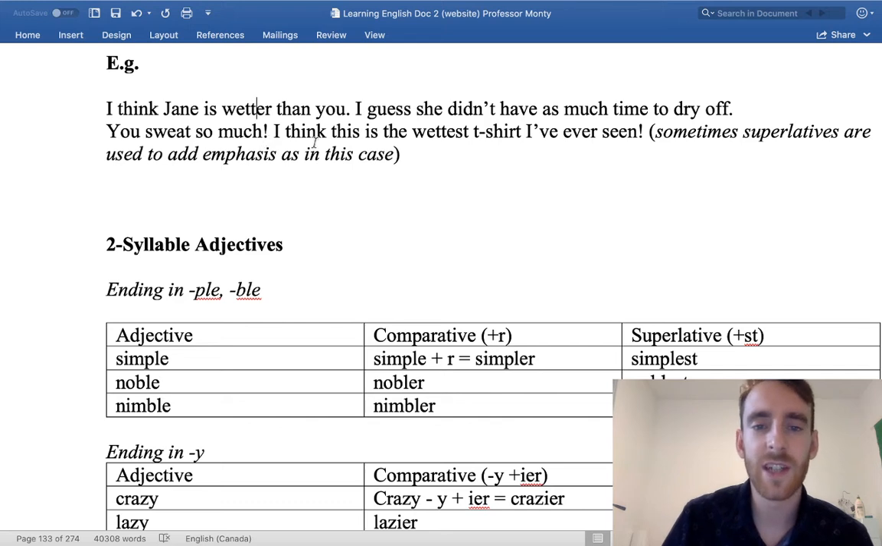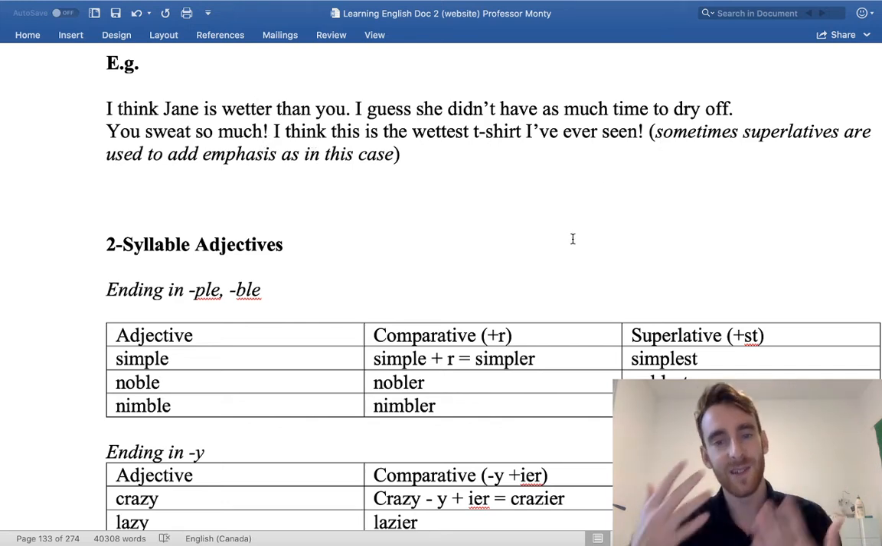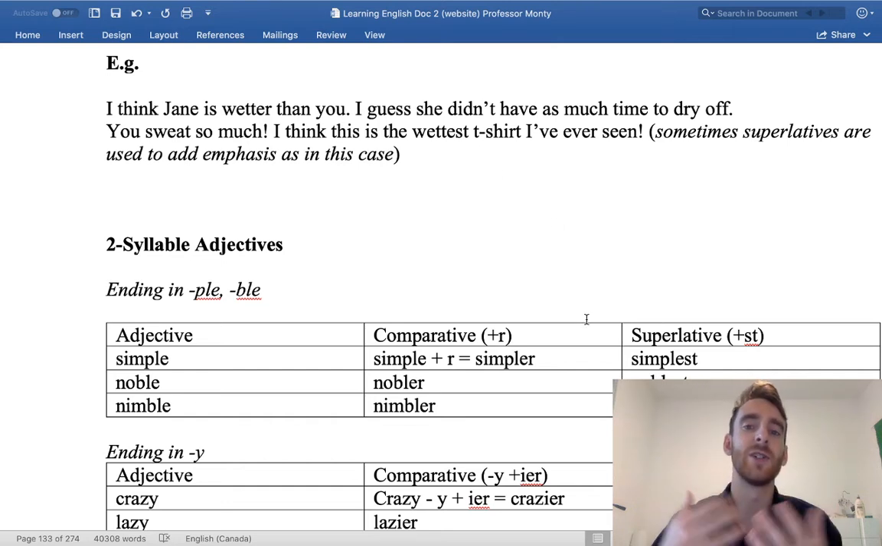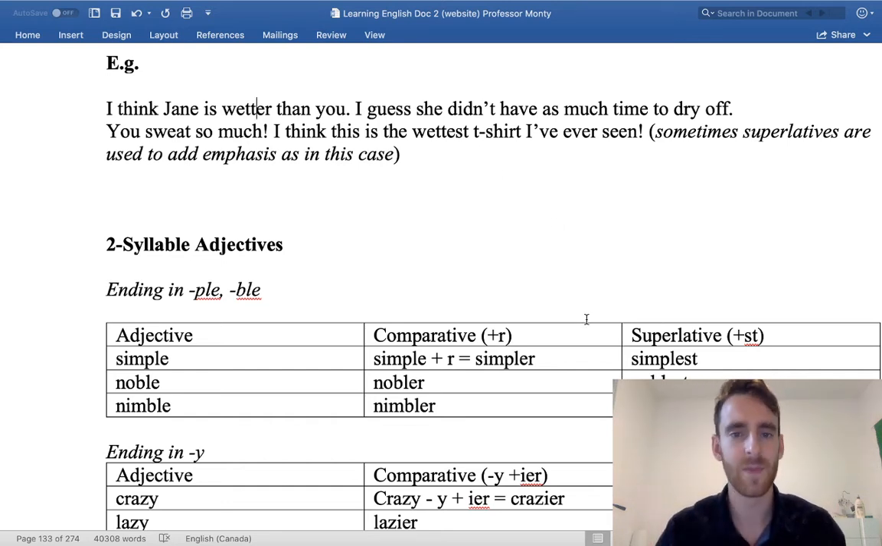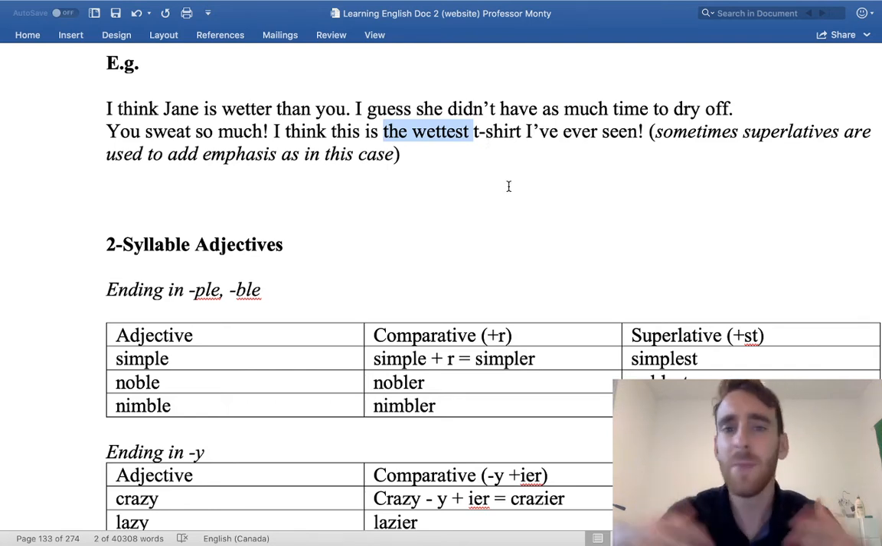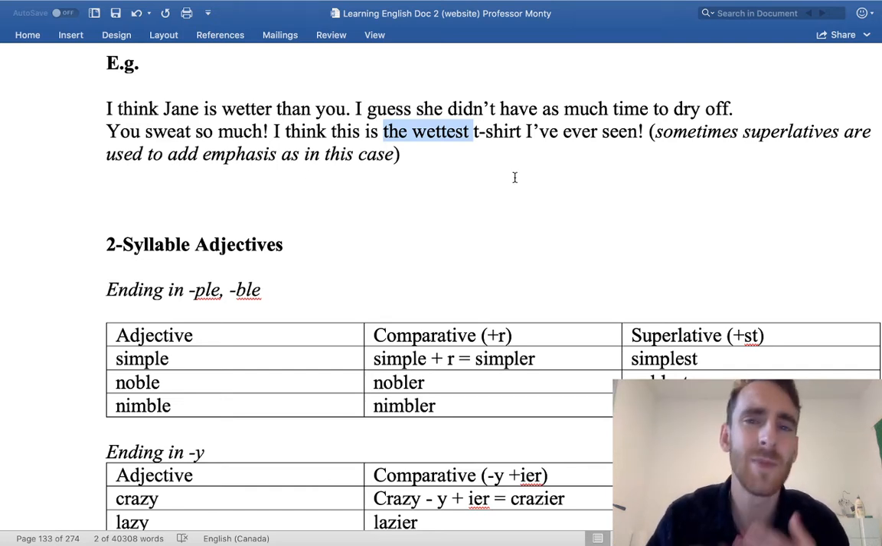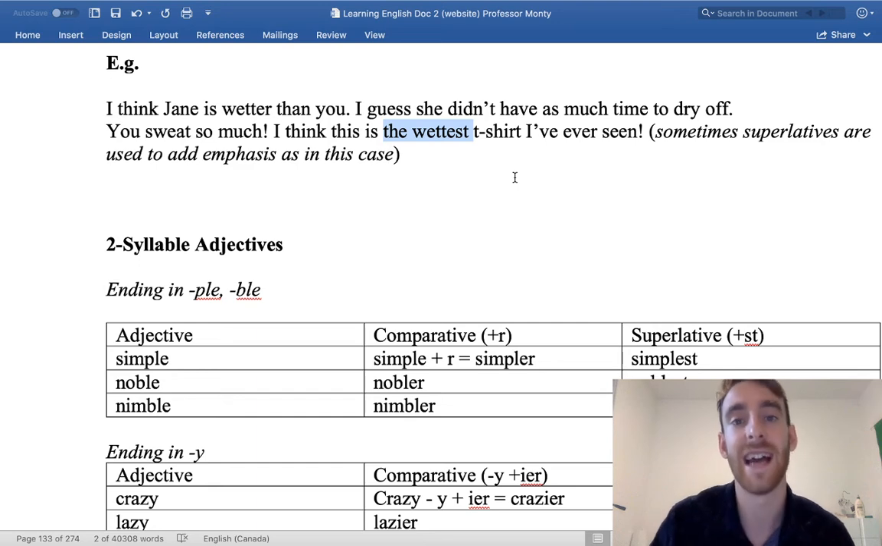You sweat so much, I think this is the wettest t-shirt I've ever seen. So here you're using wettest, the wettest t-shirt, describing the t-shirt. And note that in English we put the adjective before the noun, this t-shirt. Not "this is t-shirt the wettest." No, this is the wettest t-shirt. Okay? And in this case, maybe it's not actually the wettest t-shirt, with the most water. Maybe it's just to add emphasis. Sometimes we use superlatives to add emphasis.